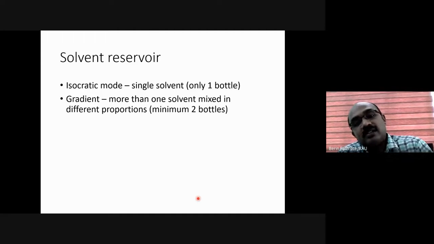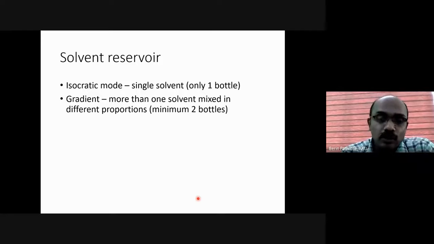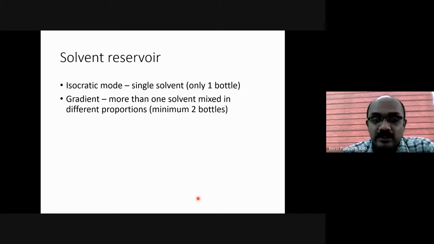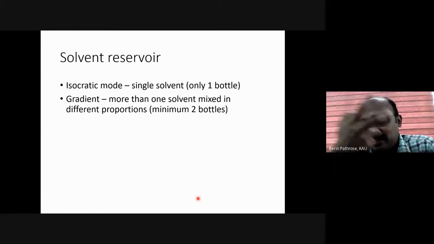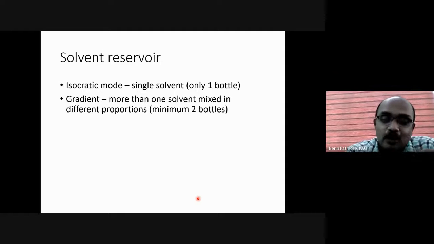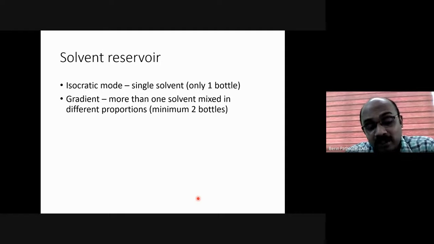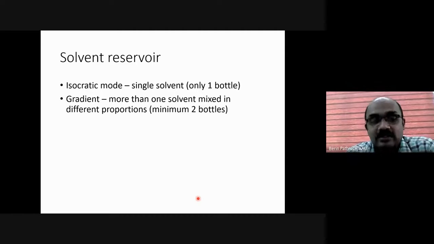In an HPLC system, just like GC, the old GC systems had isothermal operation. That means a single temperature was maintained throughout the analytical period. But nowadays we have a programming facility, that means we can vary the temperature during the analysis.